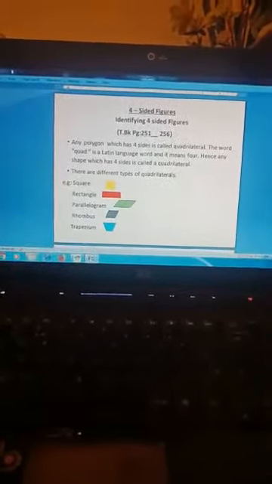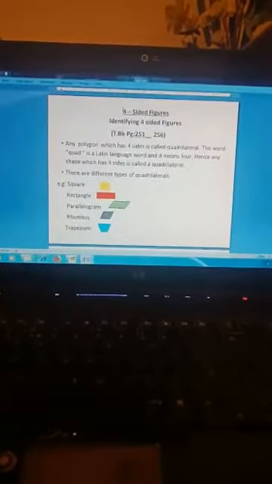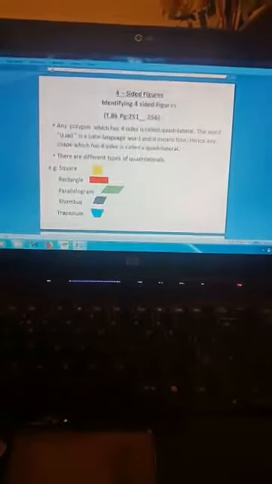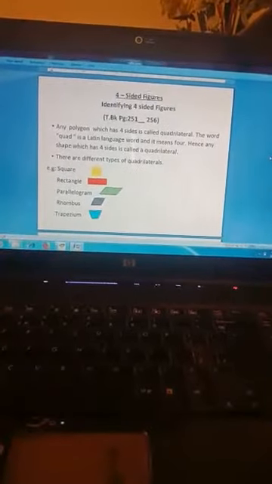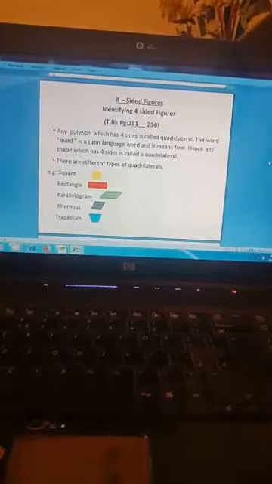Actually, any shape which has four sides is called a quadrilateral. You can note down the definition as well. A polygon which has four sides is called a quadrilateral. The word quad is a Latin word and it means four. Hence, any shape which has four sides is called a quadrilateral.